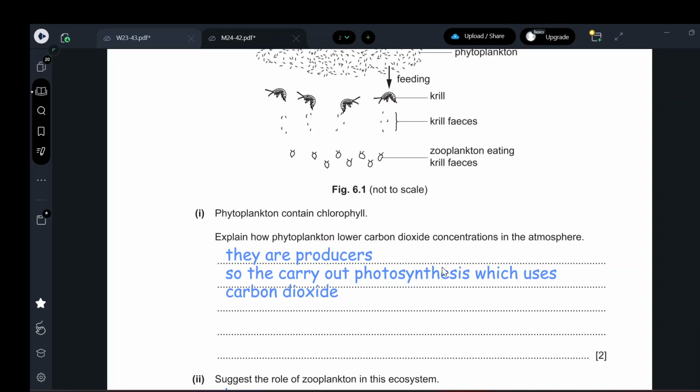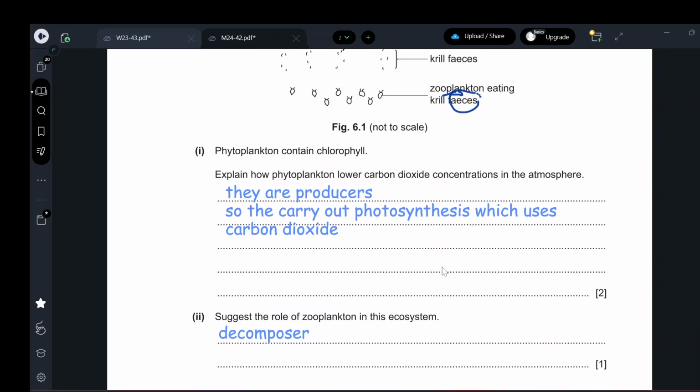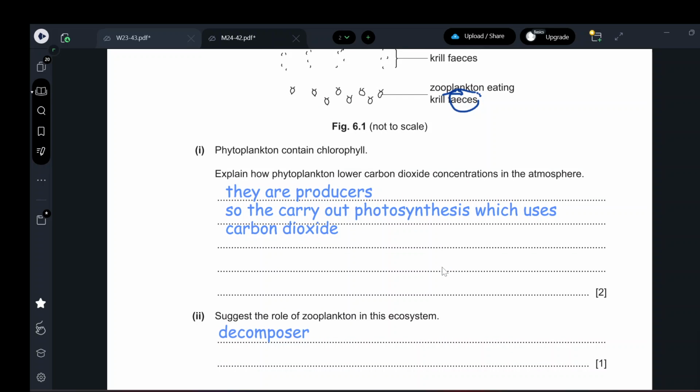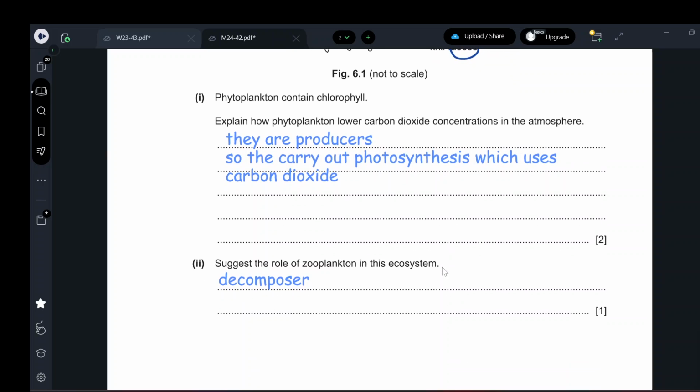What is the role of zooplankton? He's telling you in the picture that the zooplankton eats the feces. The feces is the human waste or the plant wastes. What is the role? Since it is eating the waste, it is a decomposer. It eats the waste organic material, decomposes it.